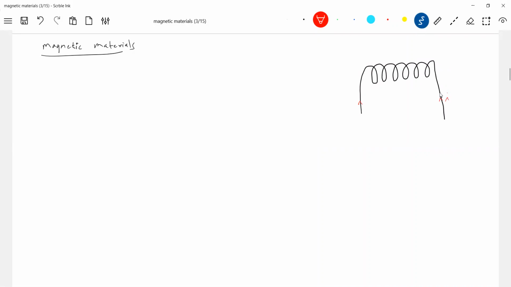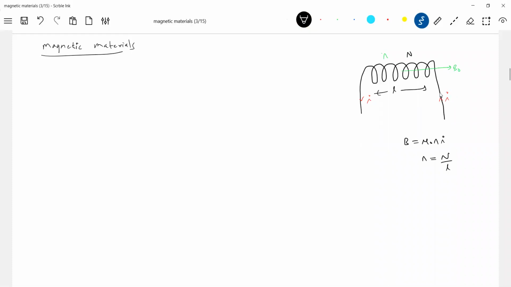Let I be the current. Then it will produce a B bar. That B bar will be in this direction, B naught. And let N be the number of turns on it. So what is the expression for magnetic field? B equal to mu naught N I. What is N? Number of turns per unit length. Let L be the length. Let N be the number of turns.